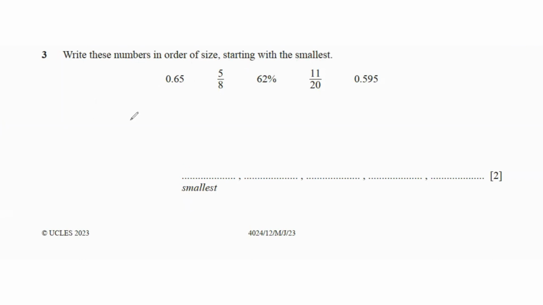Question 3 says write these numbers in order of size starting with the smallest. So let's convert all of these into decimals. 62% is 0.62. We do 5 divided by 8. Add a decimal over here. 8 6s are 48. 50 minus 48 is 2. Add a 0. 8 2s are 16. Minus, 4, add a 0. 8 5s are 40.